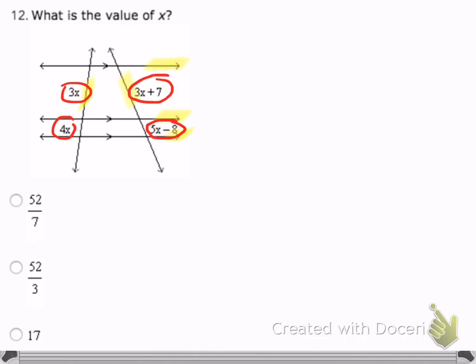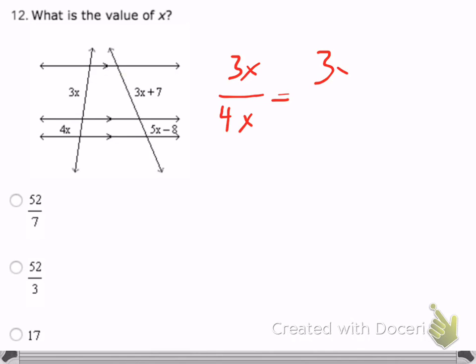Now, there's more than one way that you can set up these proportions, but the easiest way to do it, I think, is to just set it up exactly the way that they are given. So 3x over 4x is going to be equal to 3x plus 7 over 5x minus 8. And then from there, like we will always do when we have proportions, we're going to solve by cross multiplication, remembering to distribute when you do that.